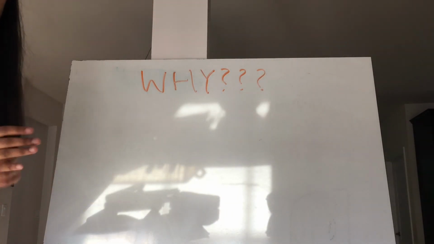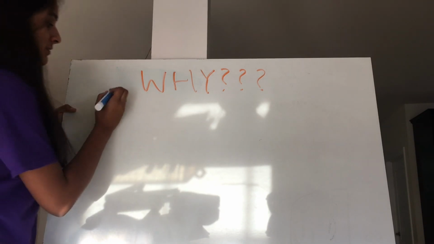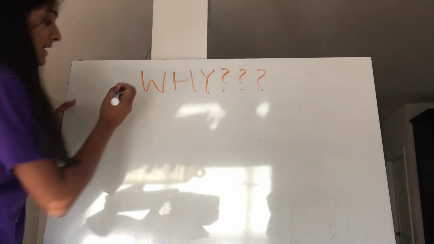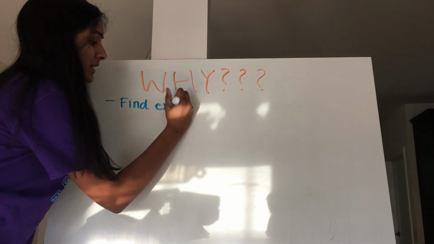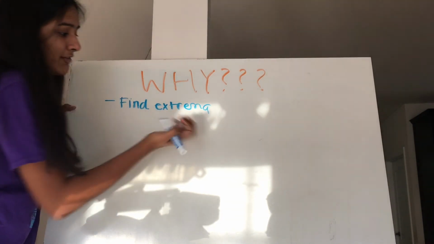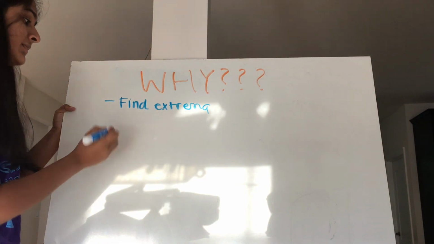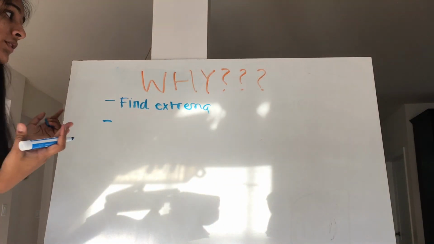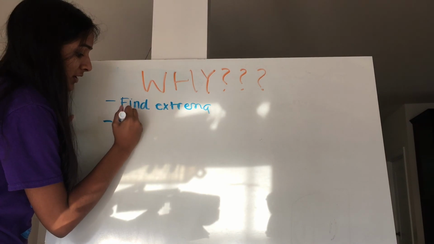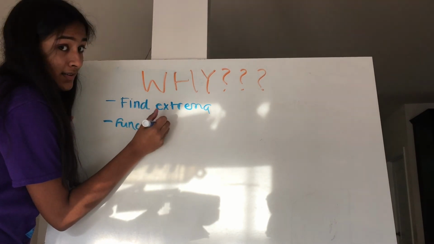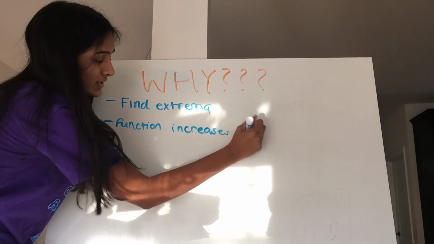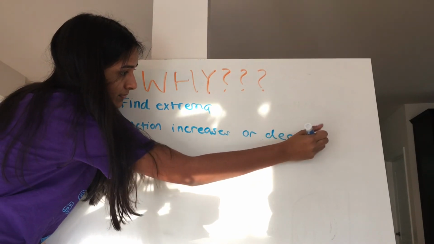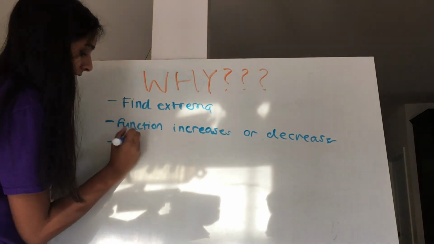So why do we do the first derivative test? The obvious answer is to find extrema. You're basically doing all these steps to get the end goal of finding the extrema of a function. And another thing you can use it for is also to find where the function increases or decreases, as well as find the critical points.